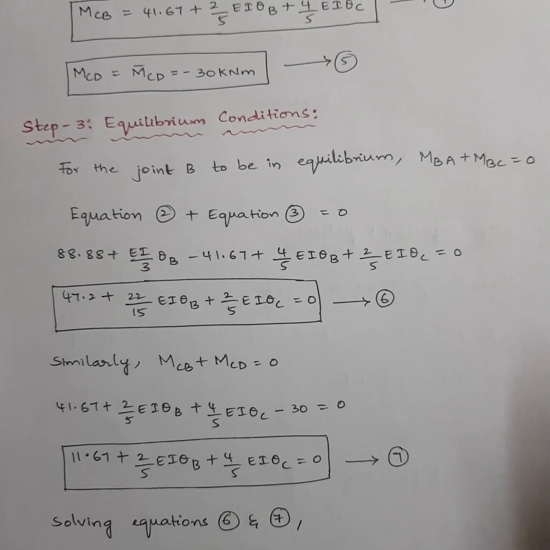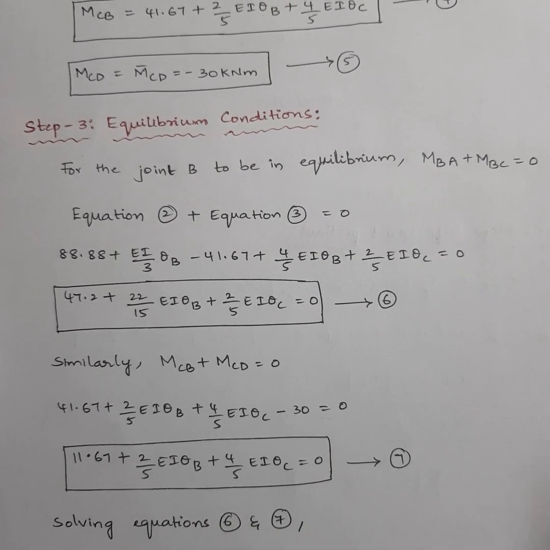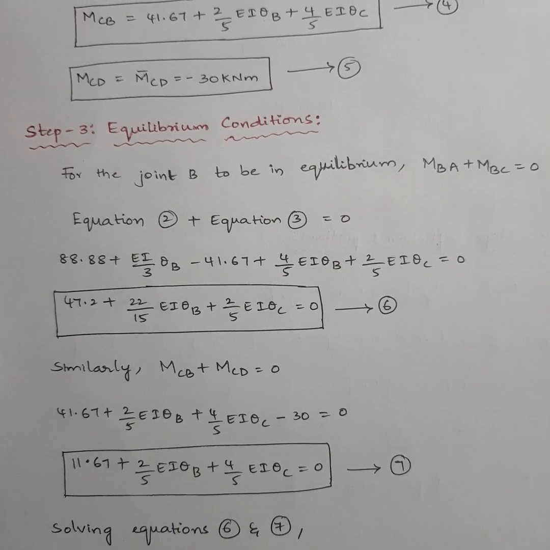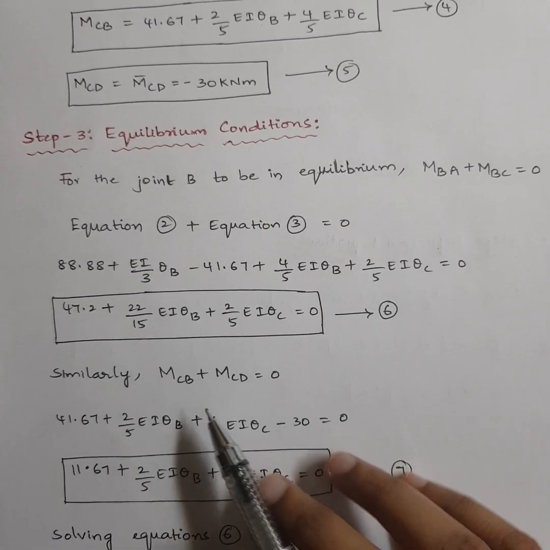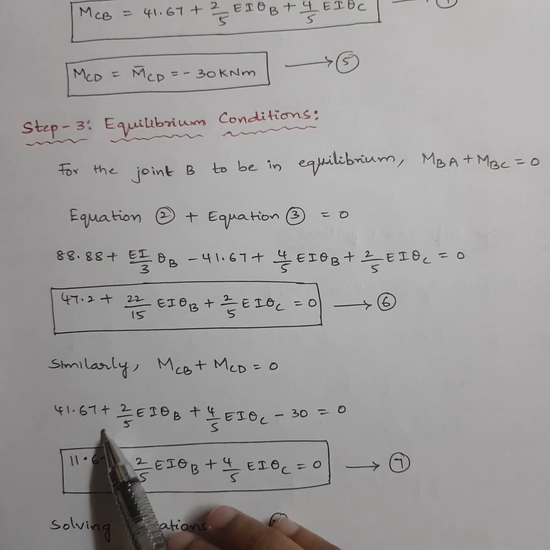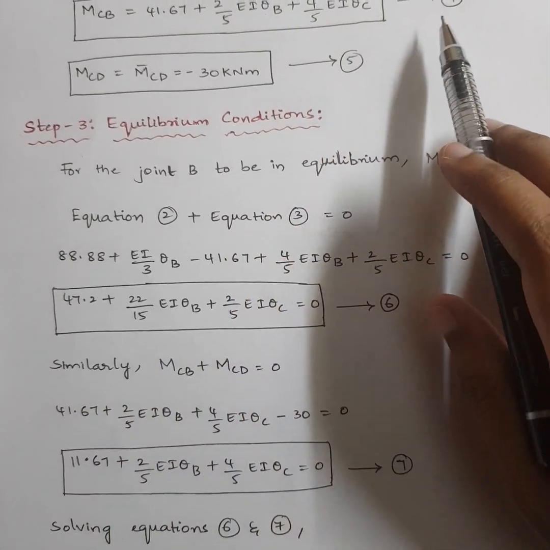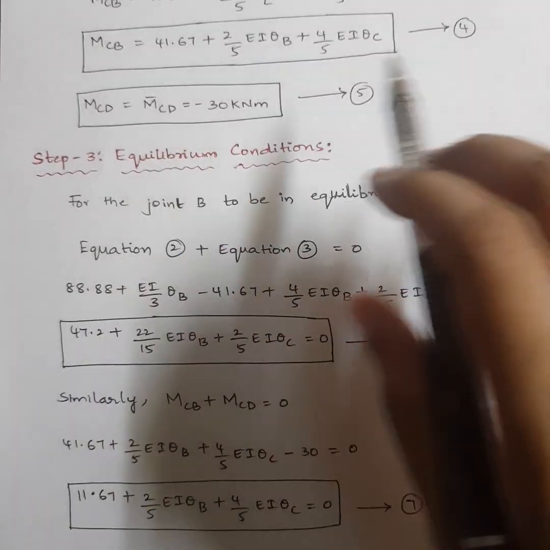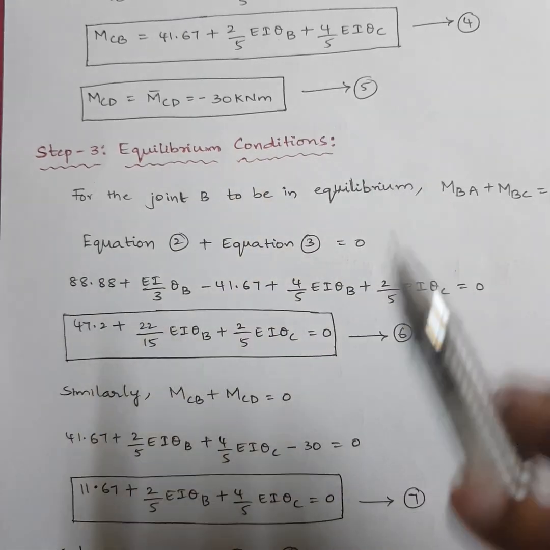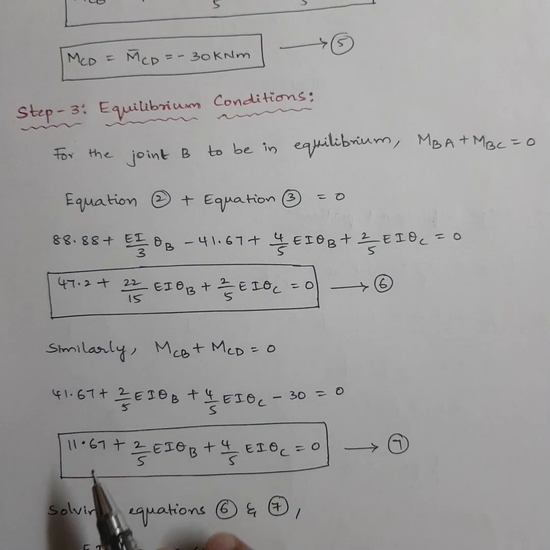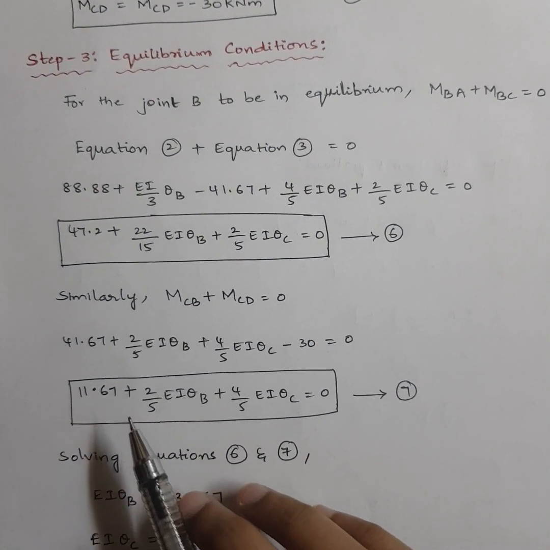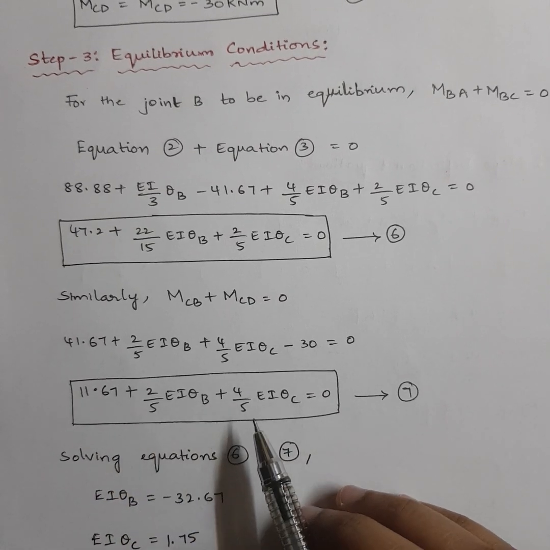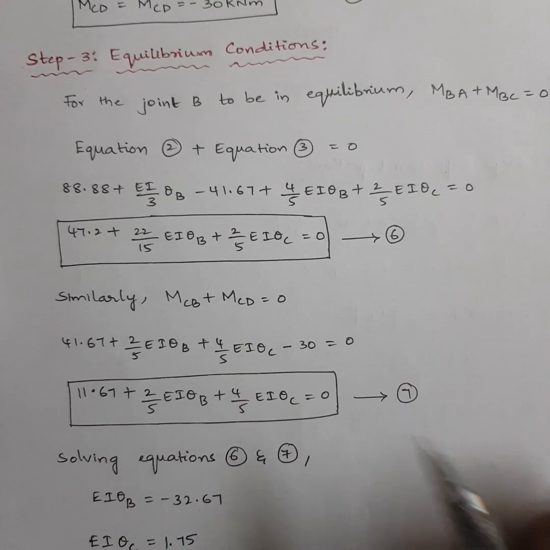Similarly, as I've told you, at C also we should take the equilibrium condition. Moments moving towards the left of C plus moments moving towards the right of C should be added and made equal to 0. So MCB plus MCD equal to 0. MCB was our equation number 4, here it is, plus MCD, which is equation number 5. Just add both the equations and simplify. You'll get 11.67 plus 2 by 5 EI theta B plus 4 by 5 EI theta C. Take it as equation number 7.